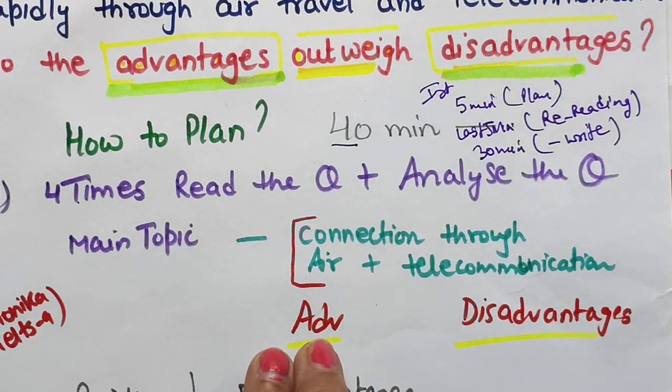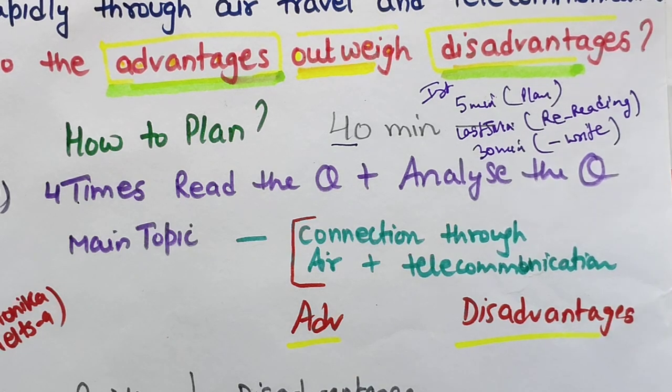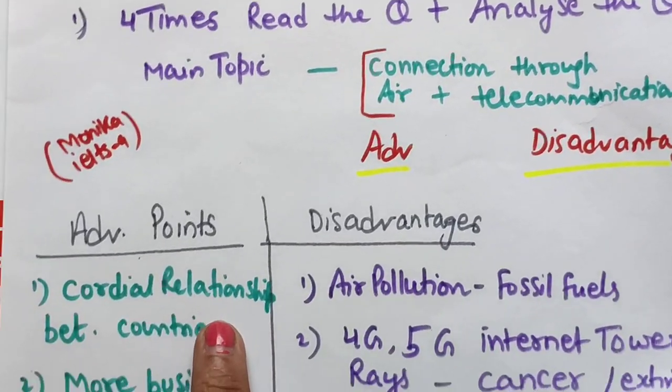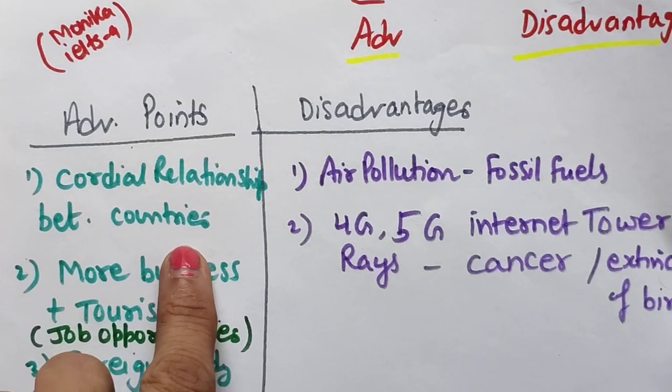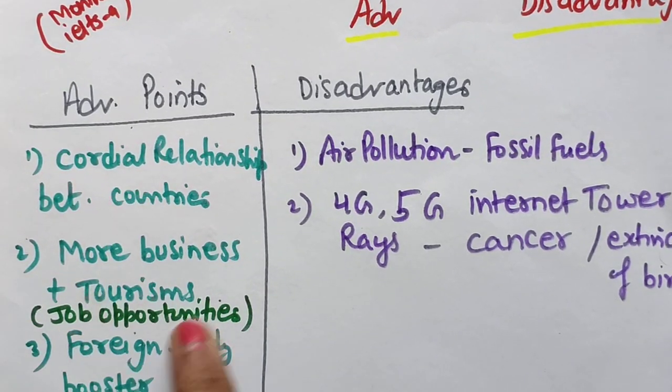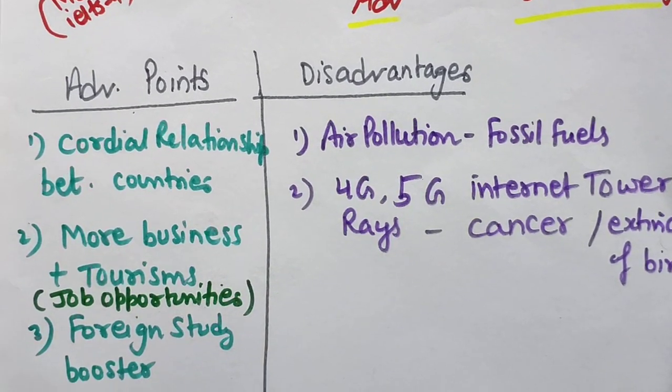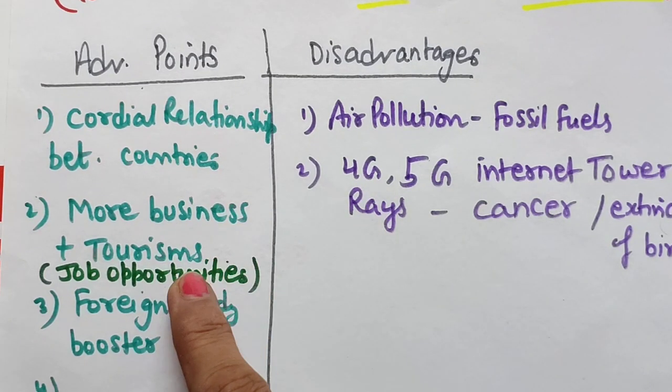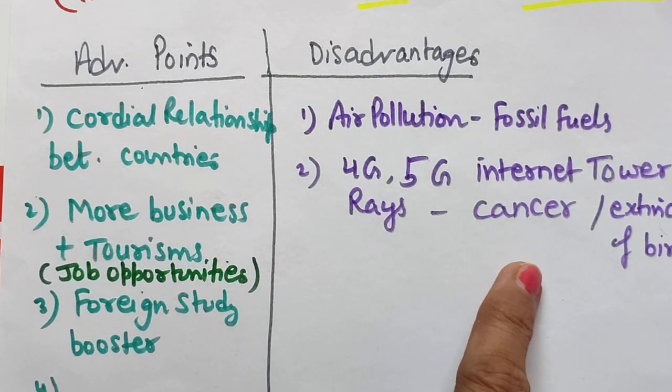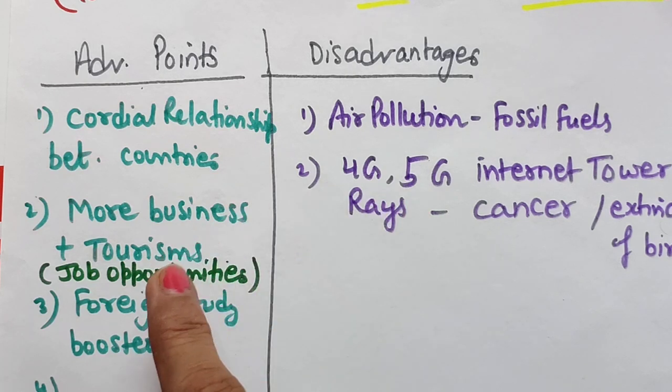Now the main point occurs here, how to write body paragraphs. But before that, we will be brainstorming both advantages and disadvantages. Then you decide whether it has more advantages than disadvantages, or it has more disadvantages than advantages.